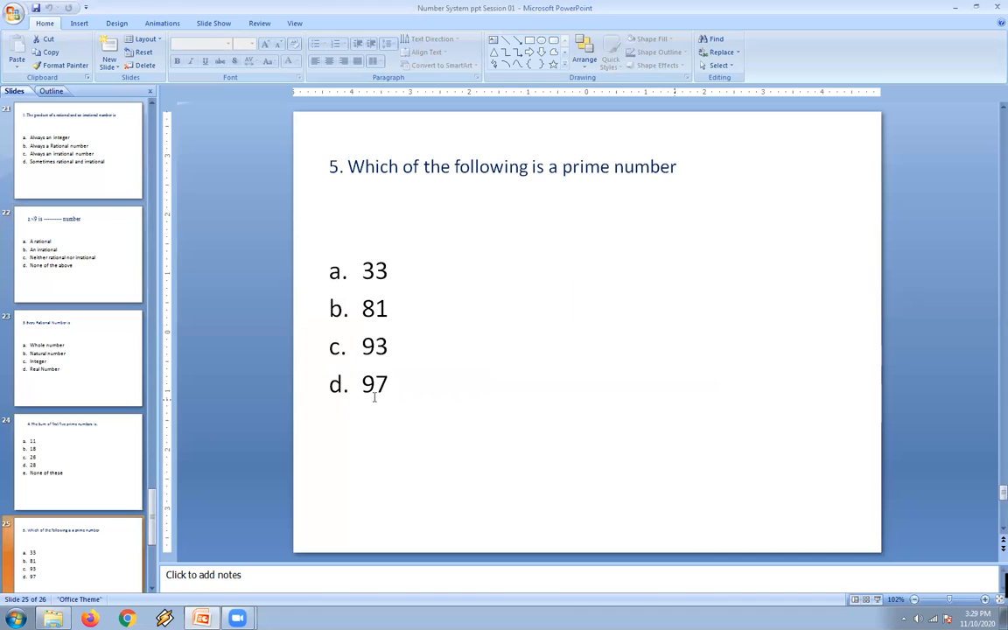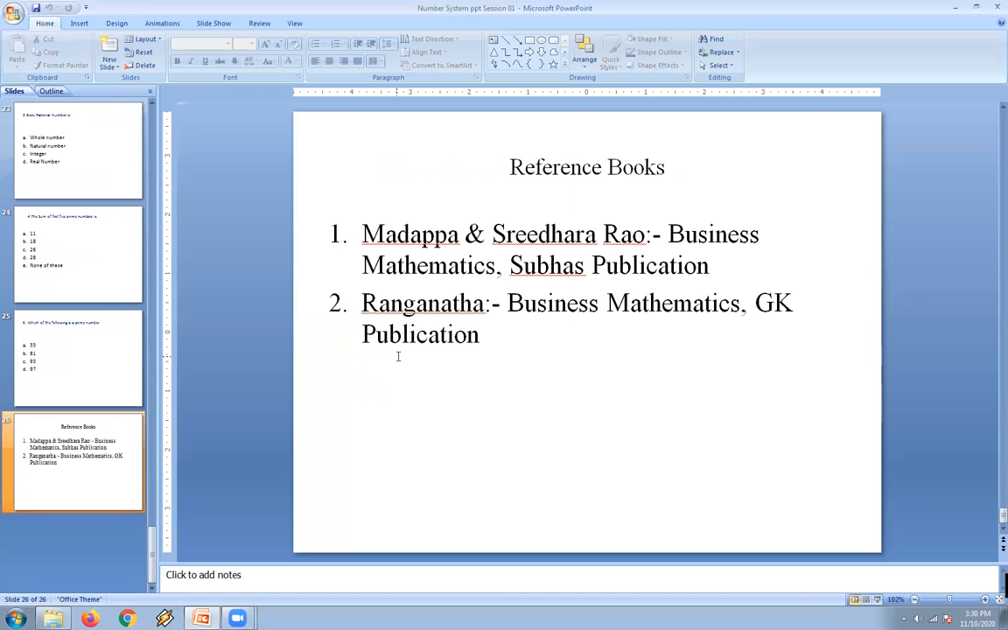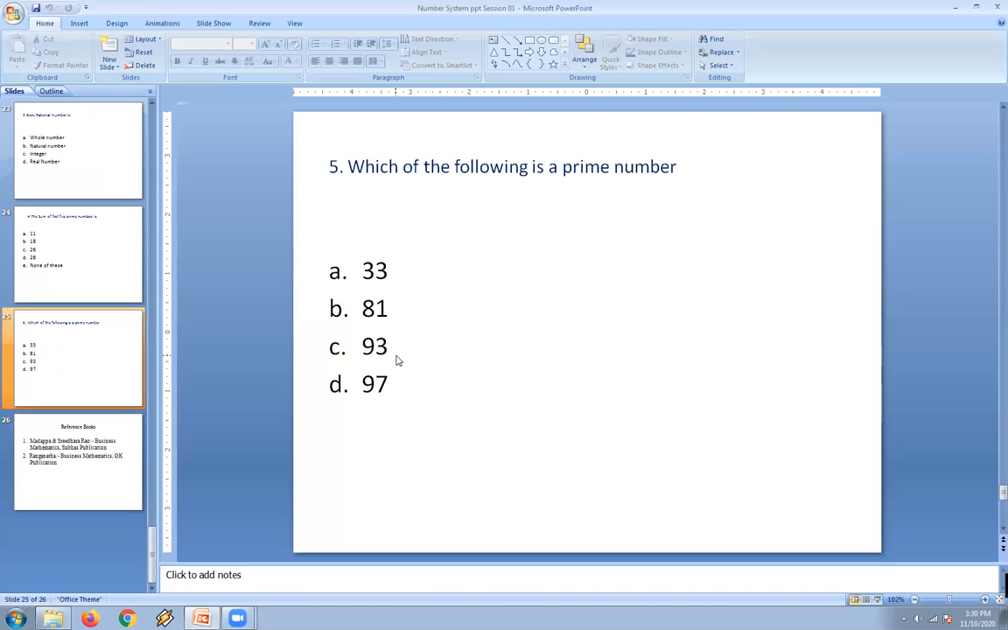By seeing these numbers, we have to assess that a prime number is a number which is divisible by 1 and itself, but not by any other number. Such kinds of numbers are prime numbers. So this is what we have discussed in session 1 of the number system.